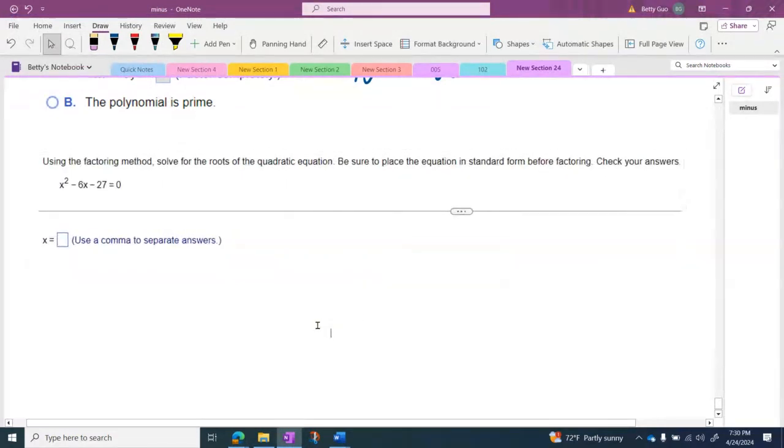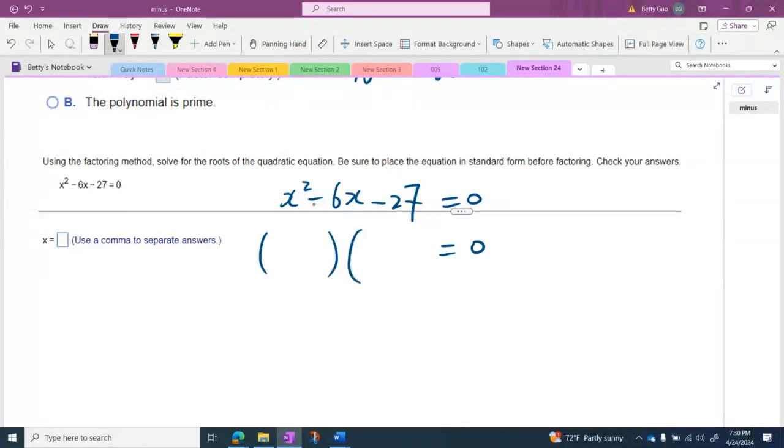Using the factoring method, solve for the roots. Be sure to place the equation in standard form before factoring. Solving equation: x squared minus 6x minus 27 equals 0. Shortcut.